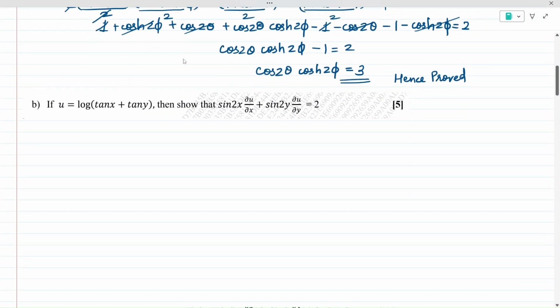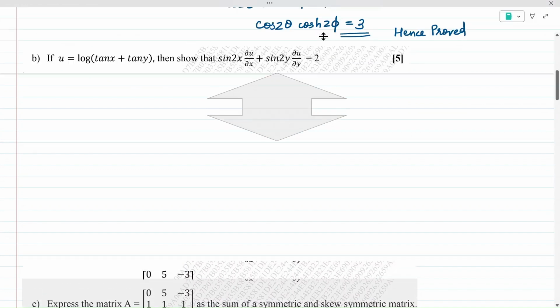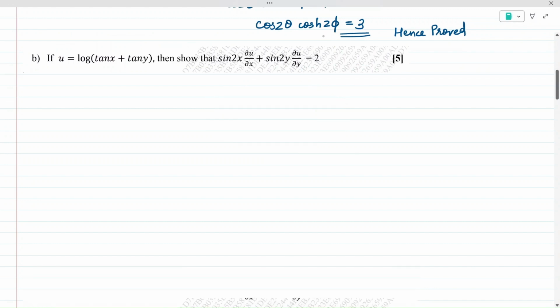Let's move on to the next question here. The second question asked in the same exam. We are doing the same paper throughout. Okay, so not breaking it topic wise, breaking it paper wise this time. Okay, u की value दी है log of tan x plus tan y, sin 2x times deba u by deba x plus sin 2y times deba u by deba y is equal to 2. ये prove करने बोला है हमको.